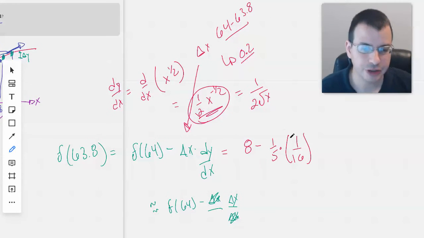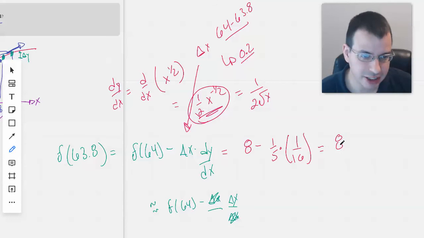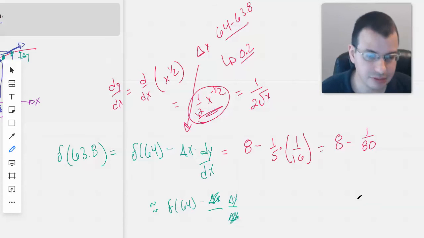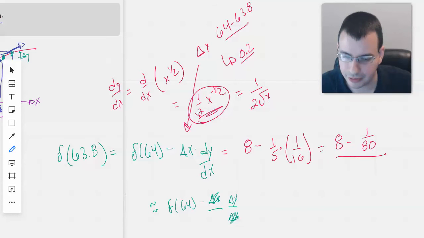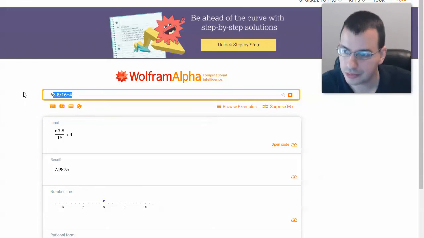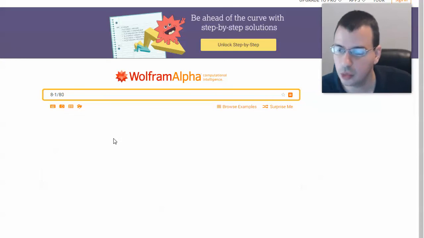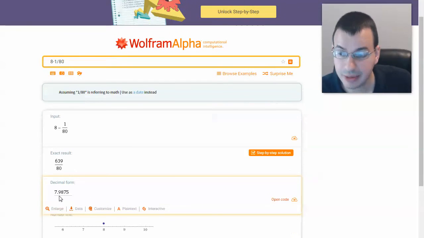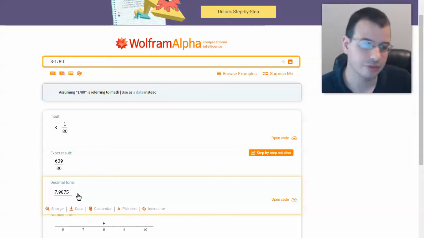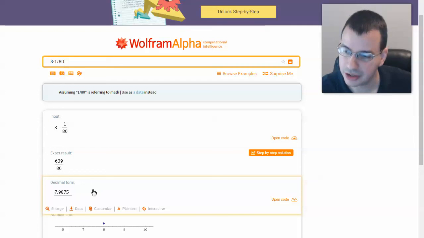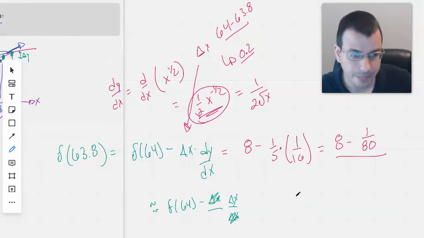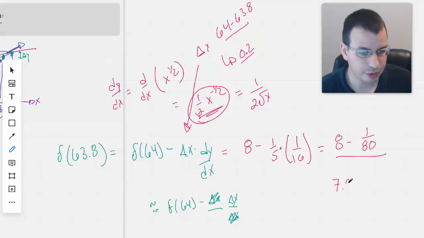If we multiply this out, we get 8 minus 1 over 80, since 5 times 16 is 80. Putting 8 minus 1 over 80 into Wolfram Alpha, we get the same answer, 7.988, rounded to 3 decimal places.